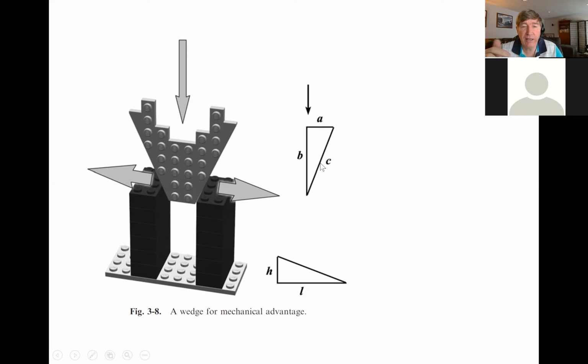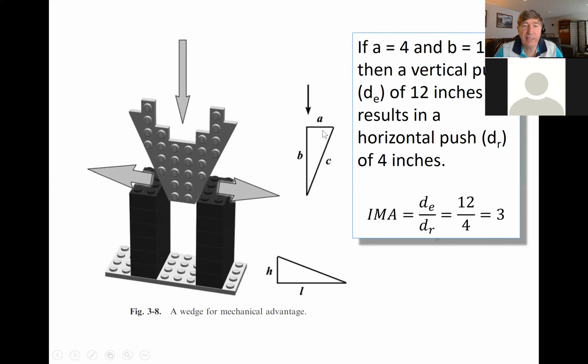So let's keep it really simple. Let's say that instead of using this wedge right here, we just use this wedge right here. So it's a nice right triangle. We like right triangles, they're easy. If I were to tell you that this distance A was 4 whatevers, 4 centimeters, 4 inches, I don't care.